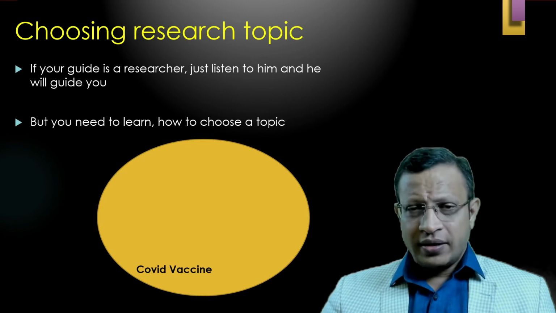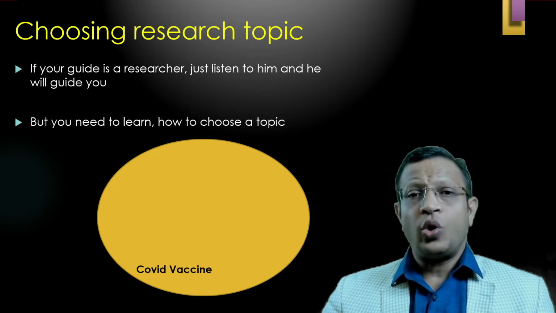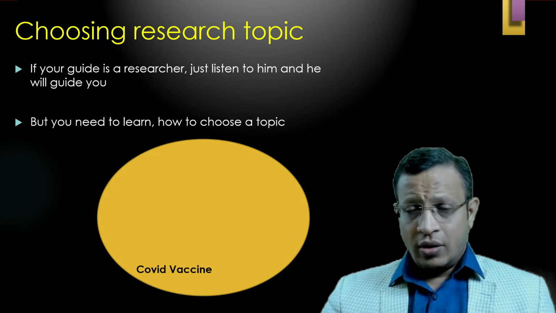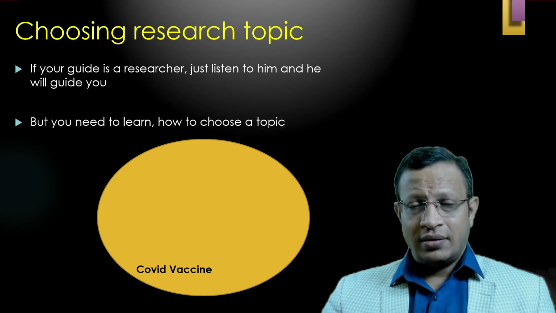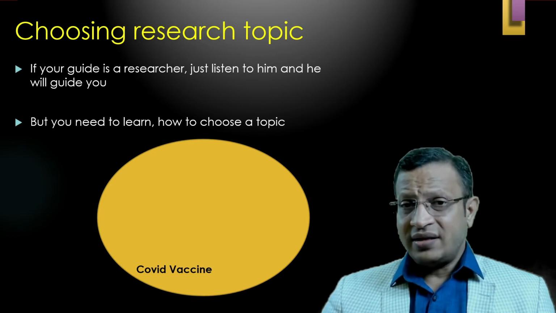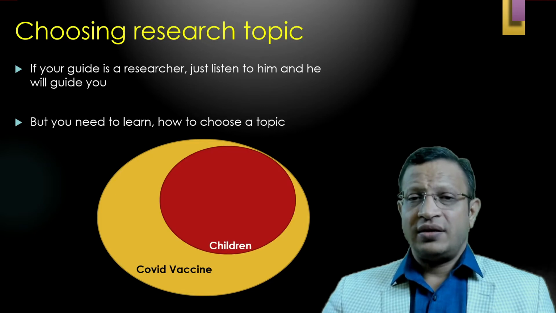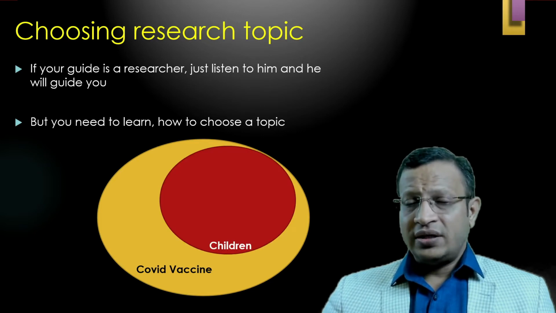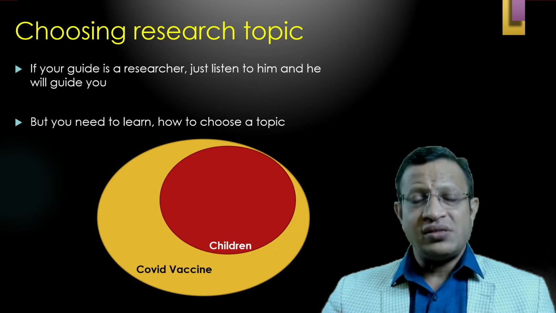So, how to choose a topic? Suppose you decide, and the guide also says, you will do research with regard to COVID vaccine. Okay, the topic is chosen now. That is the COVID vaccine, that is the area of research. Now the question is how to get to specific questions. First, whether adult or children. So both of you, the guide and the student, decide they will do it on children.